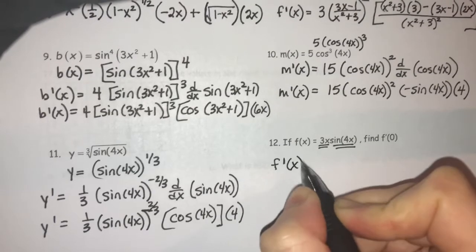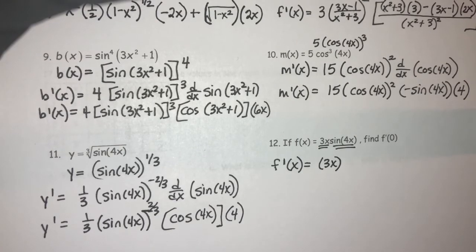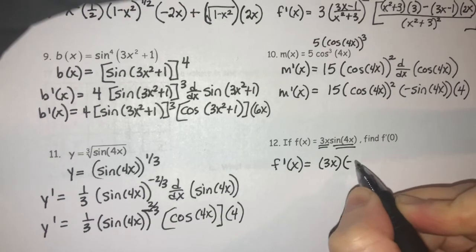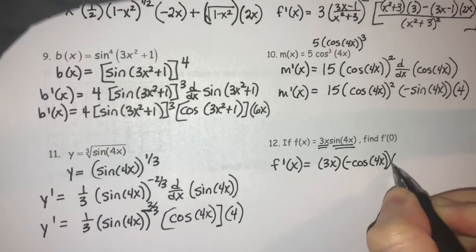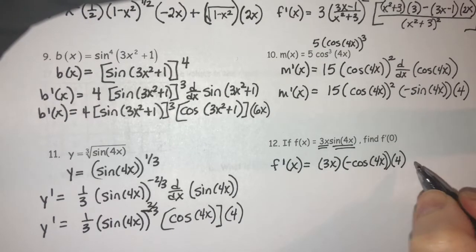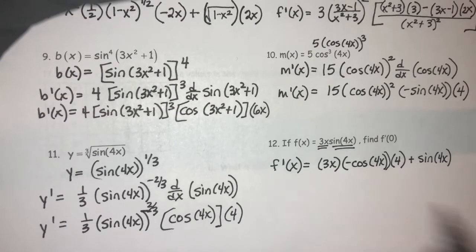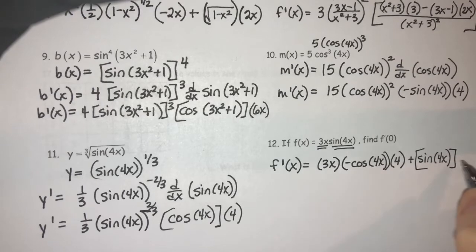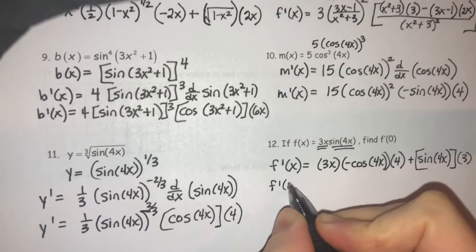So f prime of x is equal to, I'm going to copy the first function, 3x, and then multiply it by the derivative of the second function. The derivative of sine is cosine. Copy the inside function, multiply by the derivative of the inside function 4x, which is 4. Plus, now I'm going to copy the second function, sine of 4x, and multiply it by the derivative of 3x, which is 3. And now I sub in zeros for all the x's.